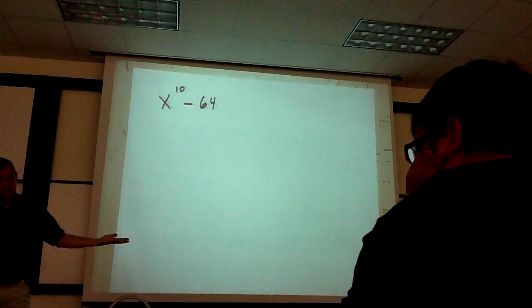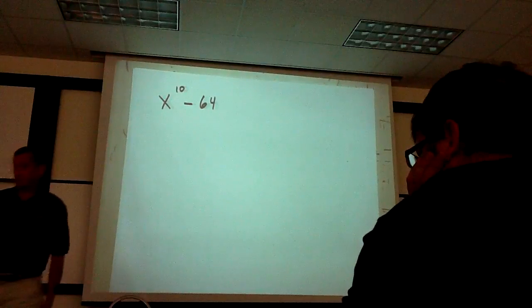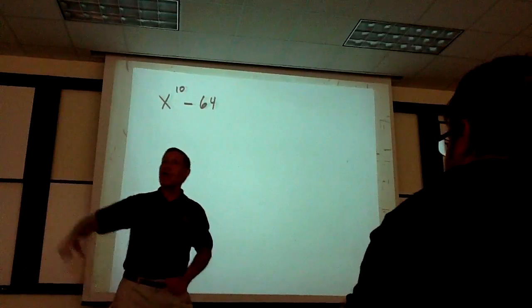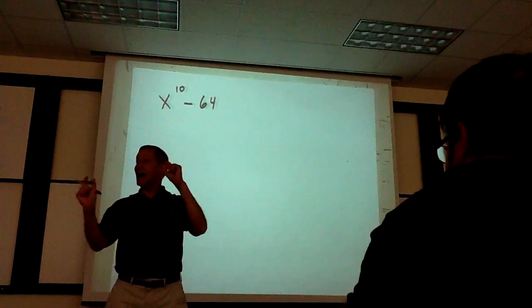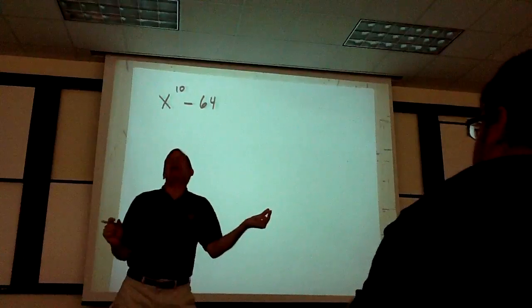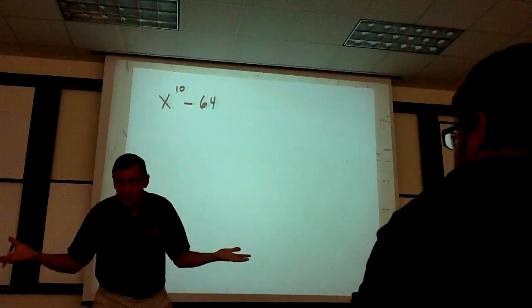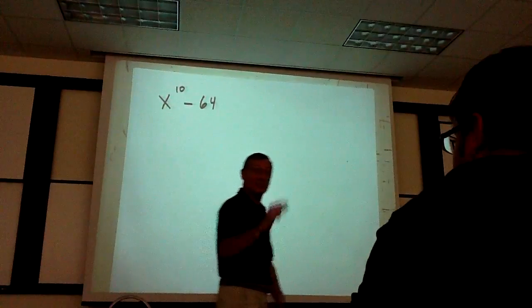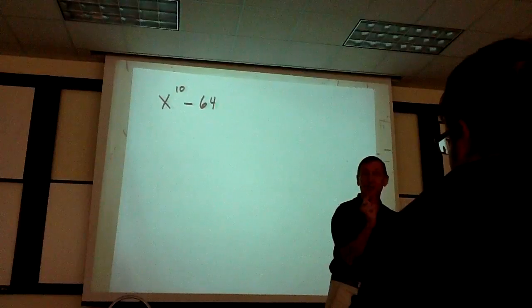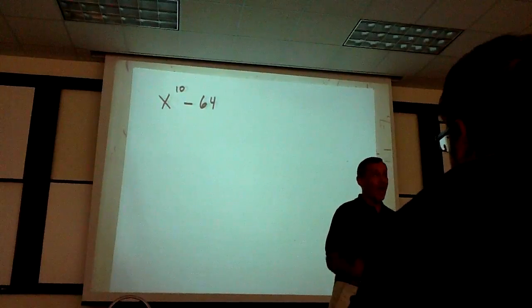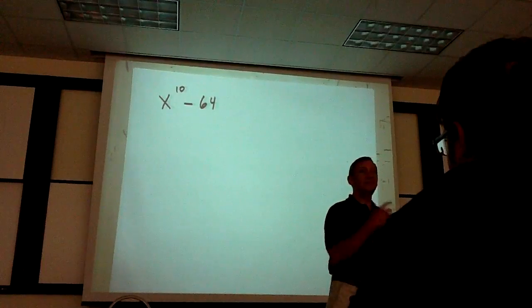Yes. That's a perfect square. But is x to the 10th a perfect square? No. I mean, for x to the 10th to be a perfect square, there would have to be something I could multiply by itself and end up with x to the 10th. Is there? X to the 5th. X to the 5th.